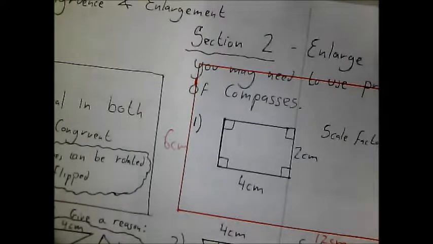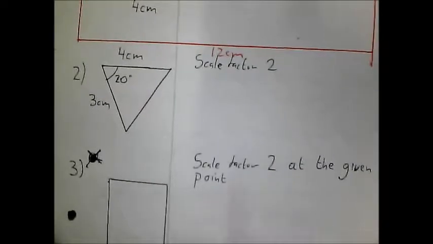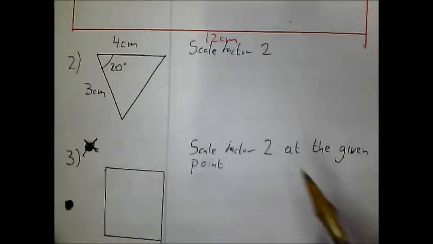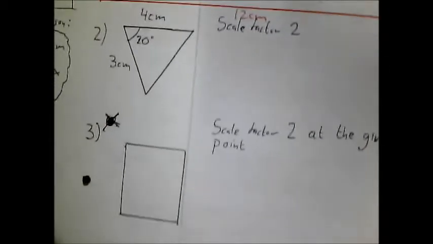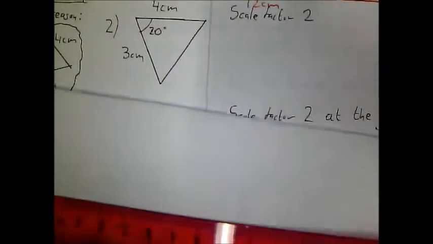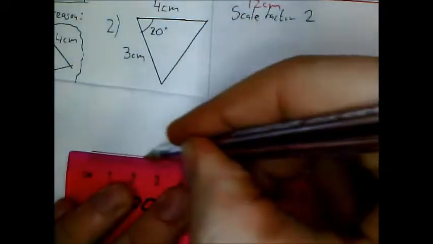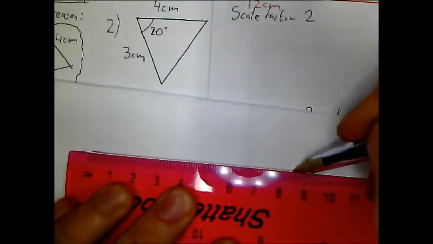For question 2, I need to enlarge this triangle by the scale factor. So first I'm going to draw my baseline, and I'm going to enlarge that by a scale factor of 2. So if I multiply 4 by 2, I'll get my baseline, which is 8 centimeters. So I'm going to draw that first, like so.